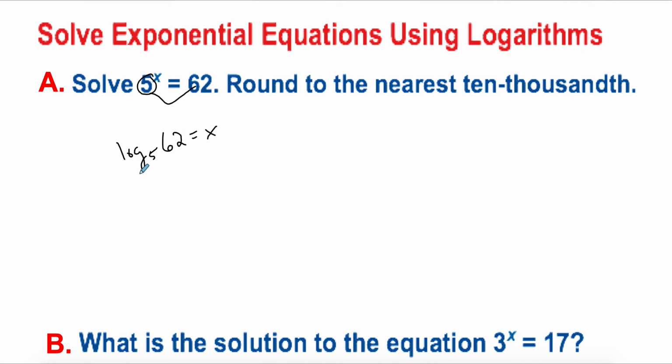Now, that fancy formula is called change of base. And we would take log of 62 over log of 5 to get an approximate value for x. Okay, so log 62 over log 5 is 1.253.